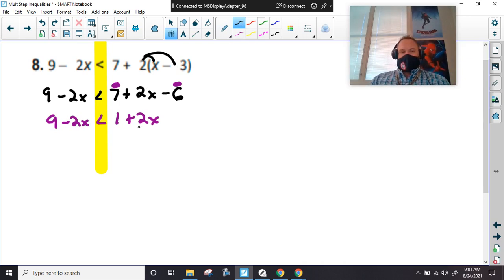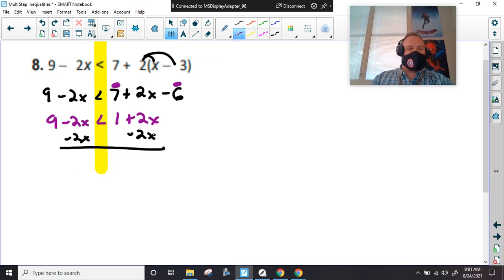So we've combined like terms. Now this is where there's 4 ways to start. This is why I like to have my variables on the left. This is why we did this in the last unit, it actually helps for the inequalities.